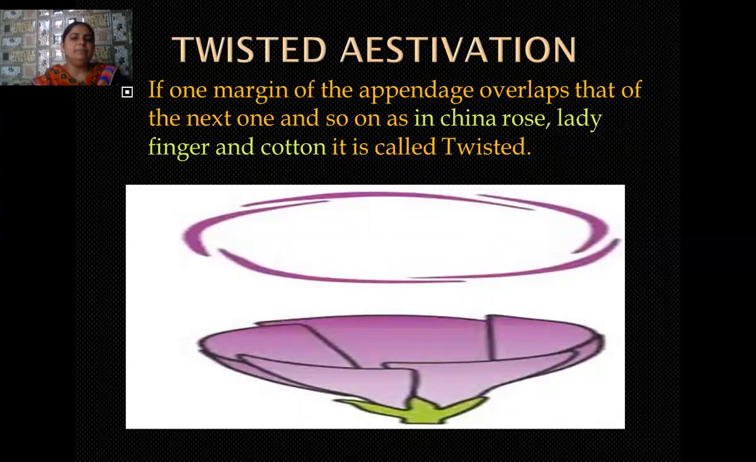Twisted estivation. In twisted estivation, one margin of the appendage overlaps that of the next one. See in the diagram. Here, one margin of the appendage overlaps the other one in this way. This appendage, its margin, overlaps the other. So there is overlapping of the floral appendages, sepals and petals. The example is ladyfinger and cotton. Here I have shown the ladyfinger flower, and how the sepals or petals are arranged in it.